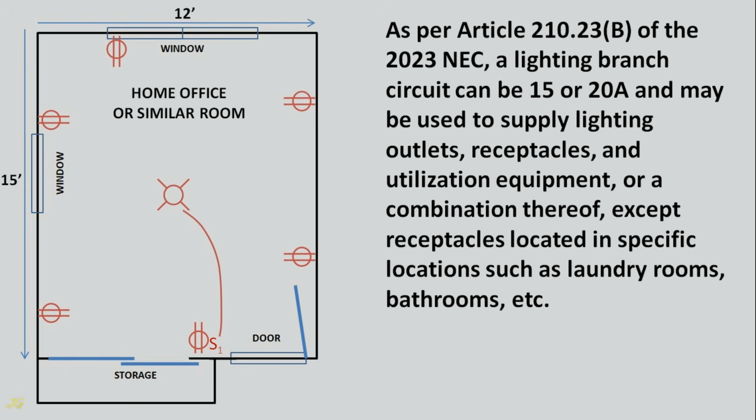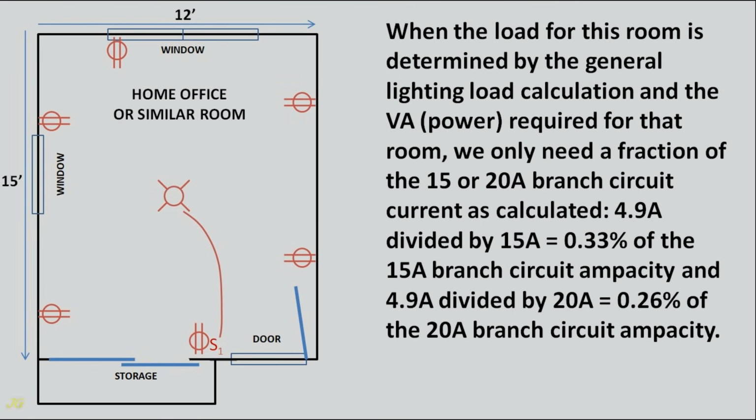As per Article 210.23(B) of the 2023 NEC, a lighting branch circuit can be 15 or 20 amps and may be used to supply lighting outlets, receptacles, and utilization equipment, or a combination thereof, except receptacles located in specific locations such as laundry rooms, bathrooms, etc. When the load for this room is determined by the general lighting load calculation, we only need a fraction of the 15 or 20 amp branch circuit current as calculated. 4.9 amps divided by 15 amps equals 0.33, or 33% of the 15 amp branch circuit ampacity, and 4.9 amps divided by 20 amps equals 0.26, or 26% of the 20 amp branch circuit ampacity.